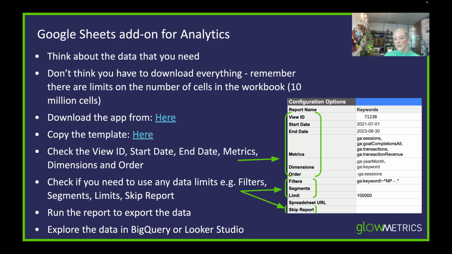So by using the order, highest to lowest, and by using the limit as well, we are stopping the table whenever we have hit 100,000 rows in that particular sheet. But because we've ordered it by sessions, we know that it will only pull out the keywords with the highest number of sessions. So again, that's a way to limit your data. Again, these are optional, but they're just tips to make sure you make the most of this add-on.